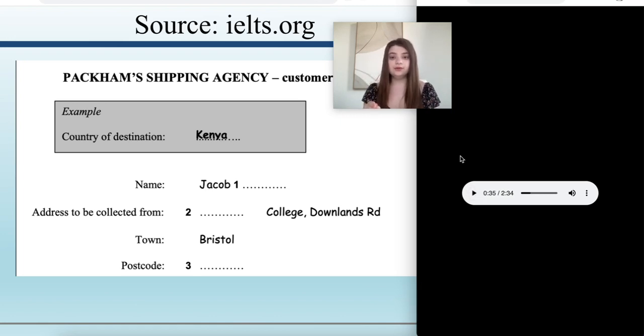Aha, so there we go. The agent just asked Jacob for a few details, right? So what are those details going to be? Well, they need to know his name, the address, and the postal code. So right now we know that the answers to our questions are coming, just because she said, "Oh, I need some details from you, Jacob," right? So there we go. Let's listen carefully for those details.